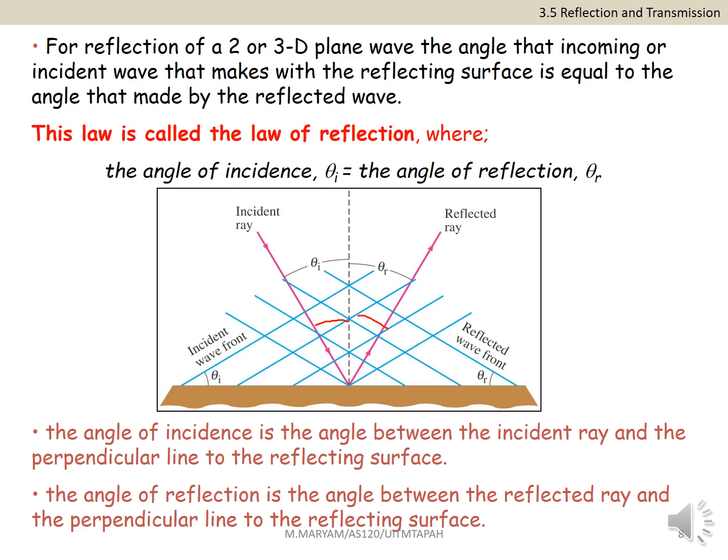The angle of incidence is the angle between the incident ray and the perpendicular line to the reflecting surface. The angle of reflection is the angle between the reflected ray and the perpendicular line to the reflecting surface.